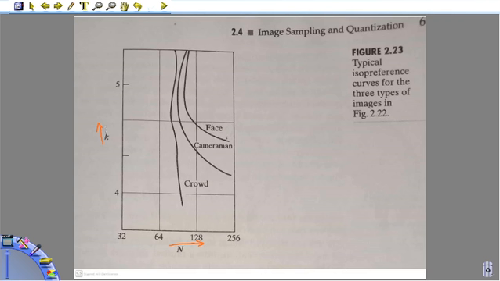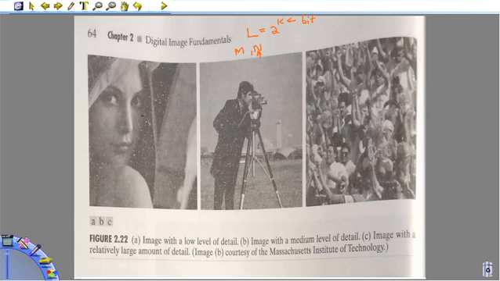Here, the iso preference curve of the face is tilting upwards. If it tilts upwards and towards the right, the image quality will be very high. The number of columns is very high and the number of bits k is also very high. Next comes the second image, which has more columns and also the highest number of k.